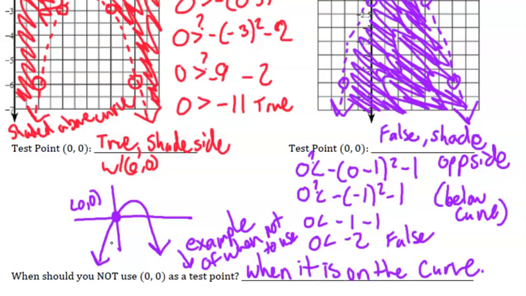When it's on the curve, it doesn't matter if the curve is solid or dashed. You still can't use it if it's on the curve. You'll have to choose another point, just any point that's not on the curve. If one's not on the curve, that's another easy one to work with.